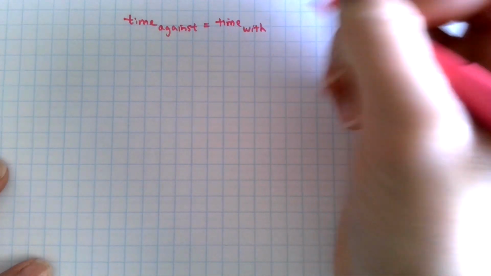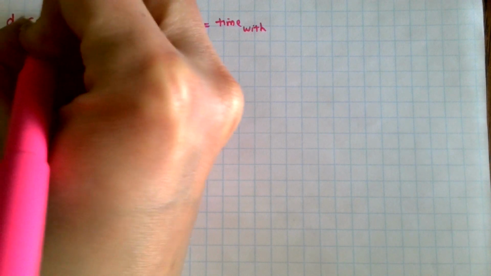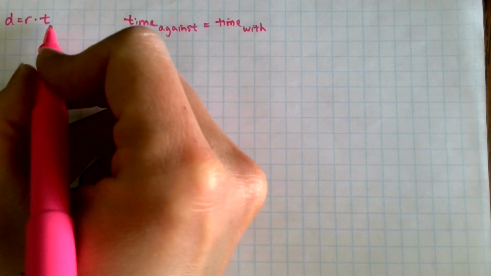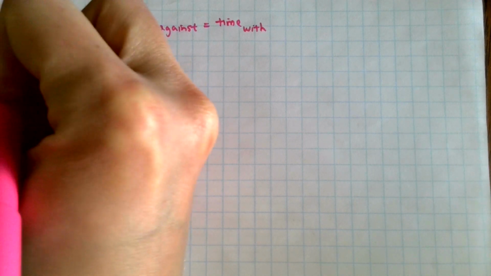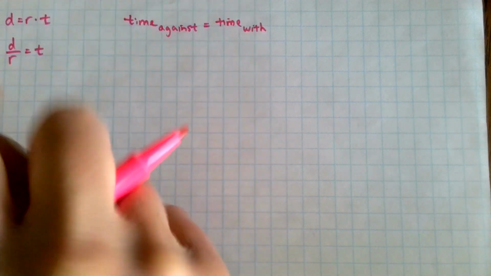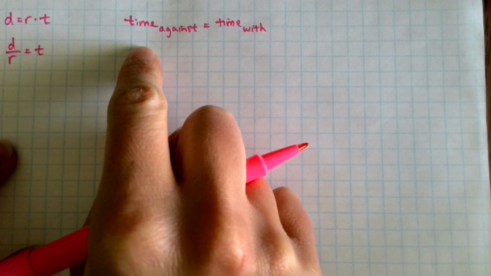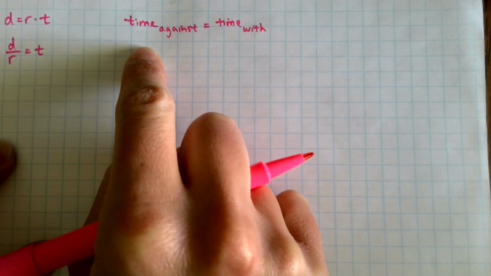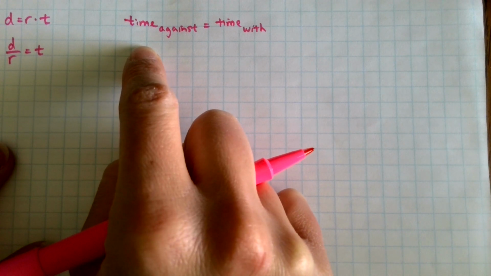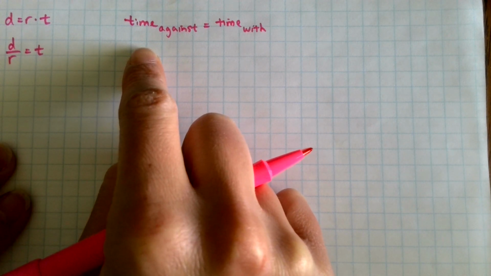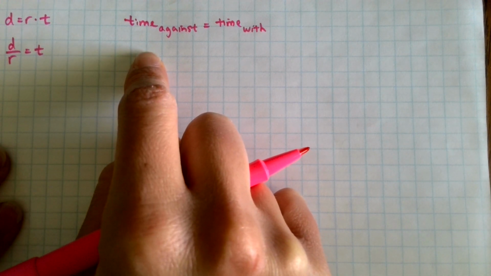Now, time can be written using our formula, D equals R times T. We can solve this for T by dividing by R. So this formula also tells us that the distance divided by rate equals time. And that's what we're going to end up using, because we don't know the time other than the fact that it's the same. But we do know the distance, and we know the rate in terms of variables, which is going to allow us to solve for R.